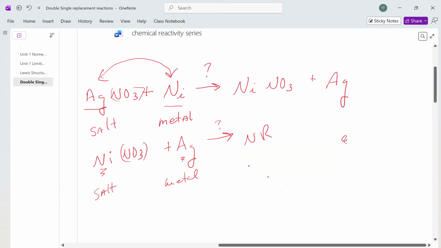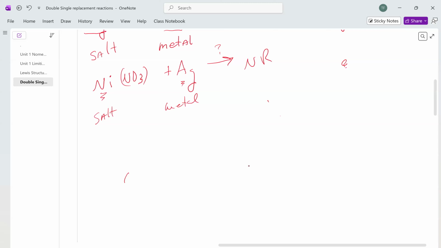Now, the essence of a single replacement reaction is something called oxidation. Okay, and part of oxidation is another process that goes on simultaneously. It's called reduction.